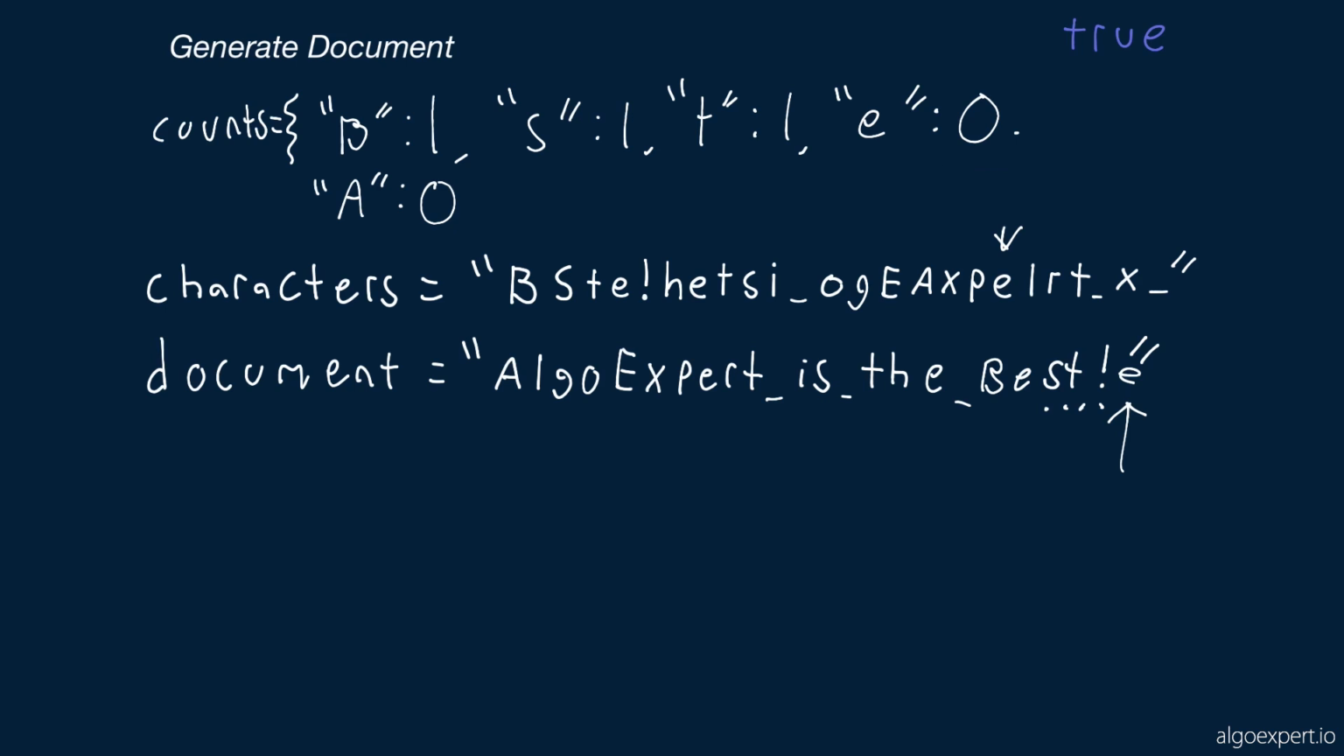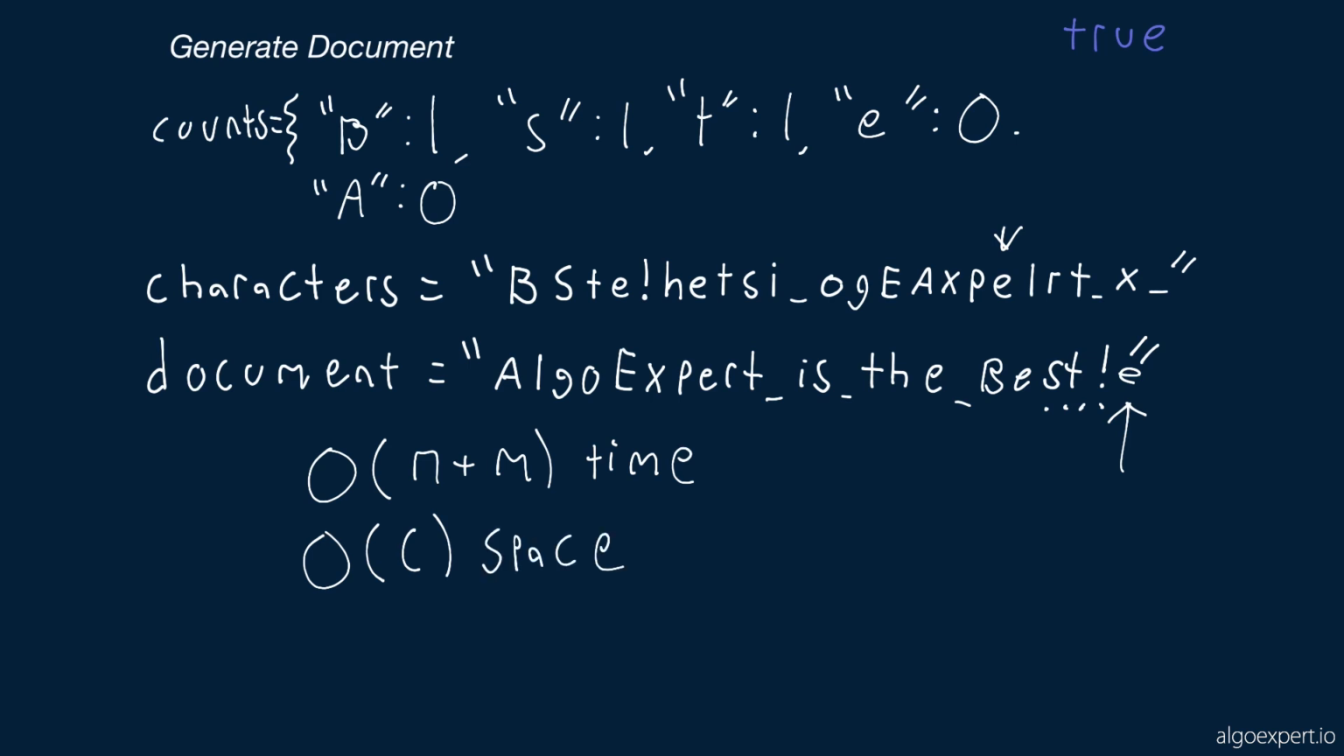So this solution is going to take big O of n plus m time, and this is going to have a space complexity of big O of c. Now, the reason we get n plus m is because we need to loop through the character string 1 time, which I believe I called n. Maybe this one was m. I forget which one I've called which, but you get the idea. And then document, we need to loop through this 1 time as well. So we get n plus m. It doesn't make a difference because it's still going to be n plus m.